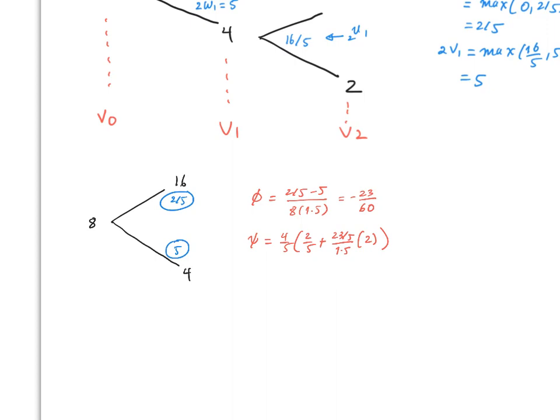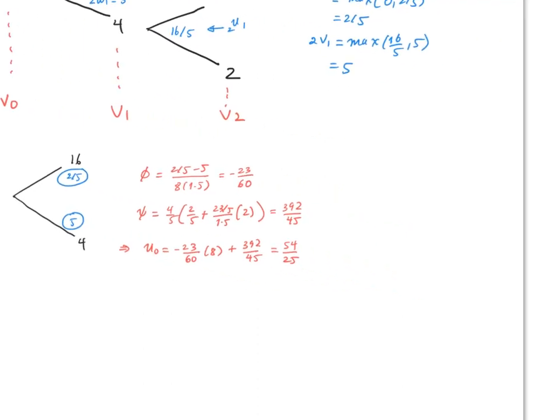And when you simplify all this mess, this is 392 over 45. You can just use decimals too. So therefore from here, U0 will be minus 23 over 60 times A plus 392 over 45, which is equal to 54 over 25.